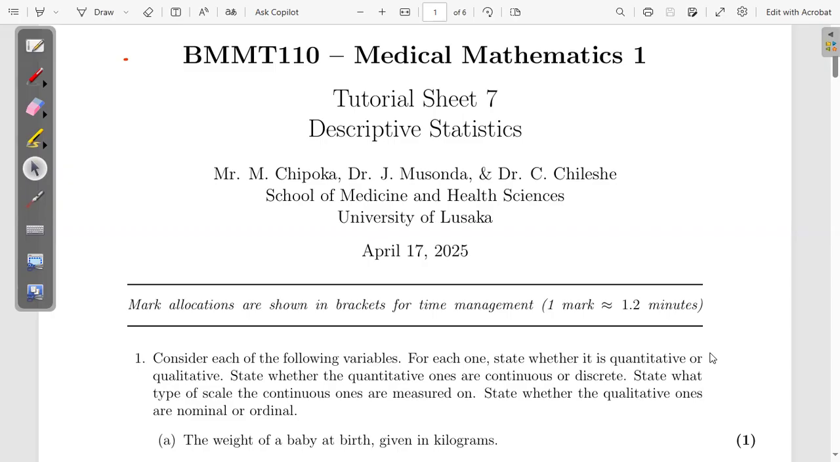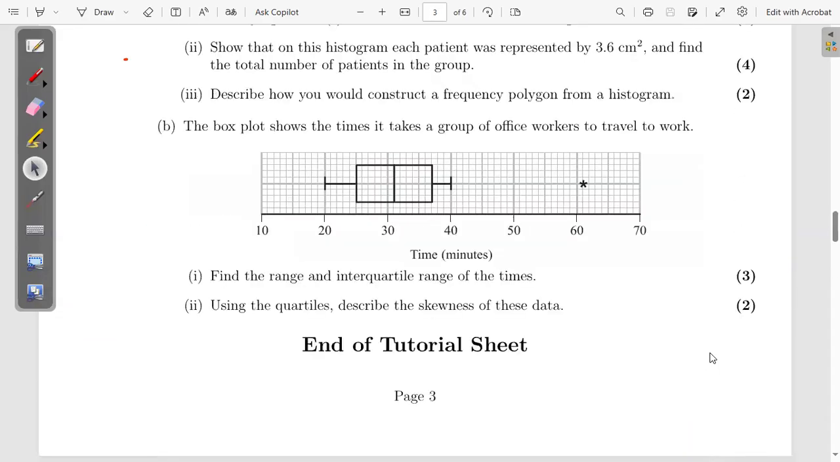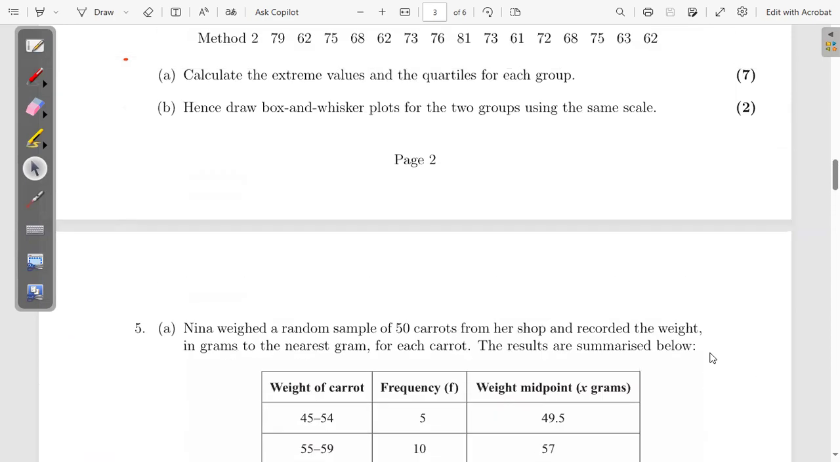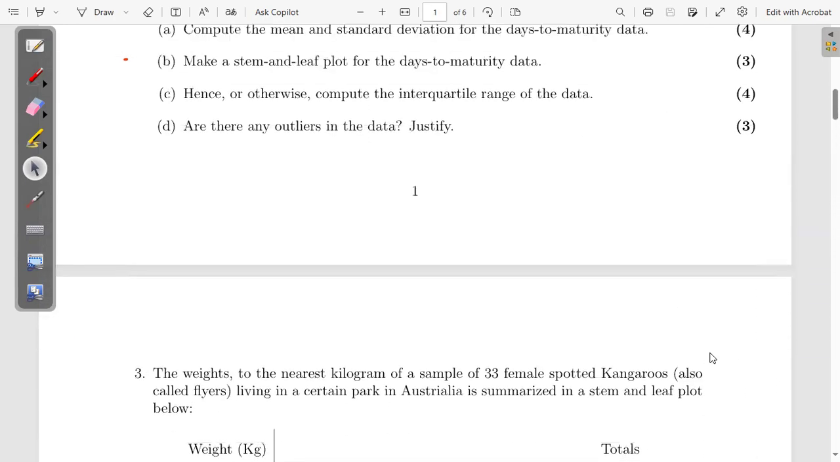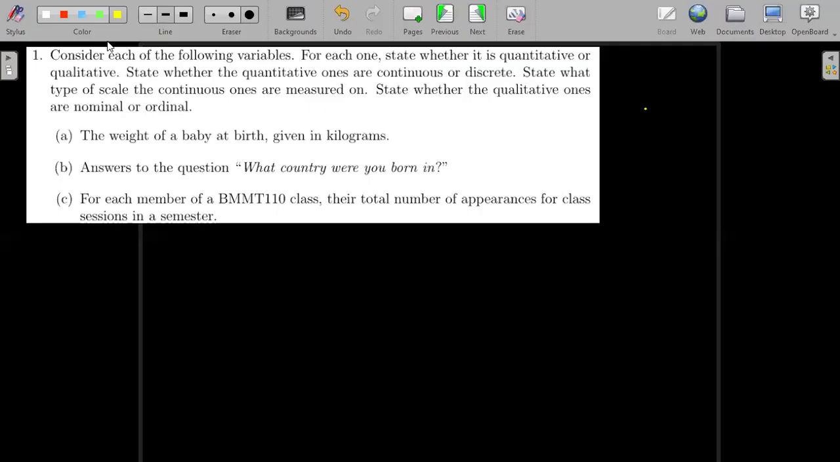This tutorial sheet has about 4 or 5 questions. How many questions? It has 6 questions. Nice. So we're going to go over each and every question that you can see here. We start from question 1.